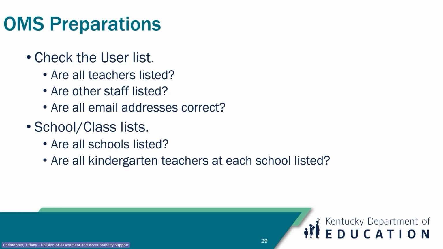The staff file that is due on July 8th is the first step in Curriculum Associates setting up the OMS accounts for your district and school. Once Curriculum Associates receives that file, they will set up the school and class list as well as the user list and teacher list. It is important to check the following. 1. Are all schools listed and teachers at each school? 2. Are all teachers listed and are all the email addresses correct? Please make sure that the district email address is listed and not a personal email address.